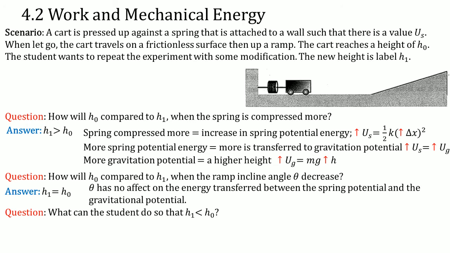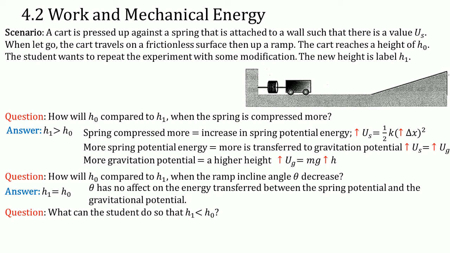Why? Well, theta has no effect on the energy transfer between the spring potential and the gravitational potential. Theta will affect how high the ramp can go, but does not affect how high the cart can go on that ramp. Last question: what can the student do so that h1 is actually less than h0?